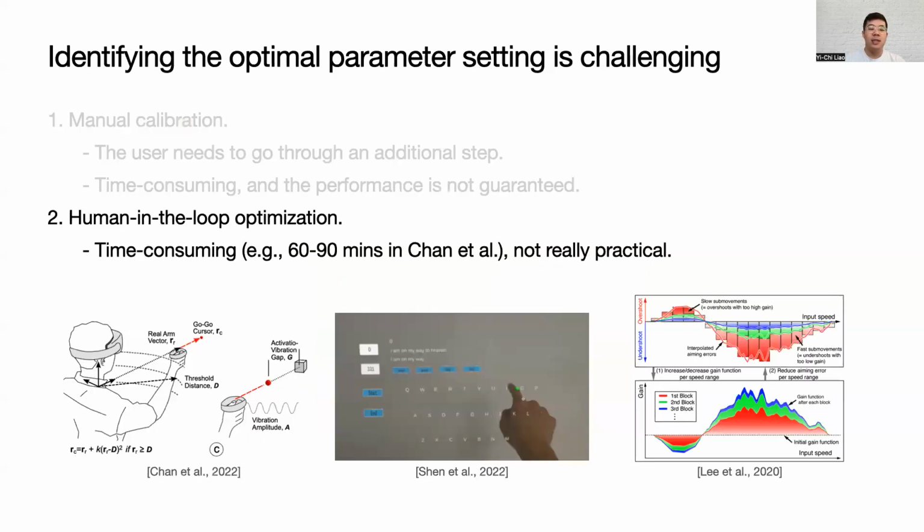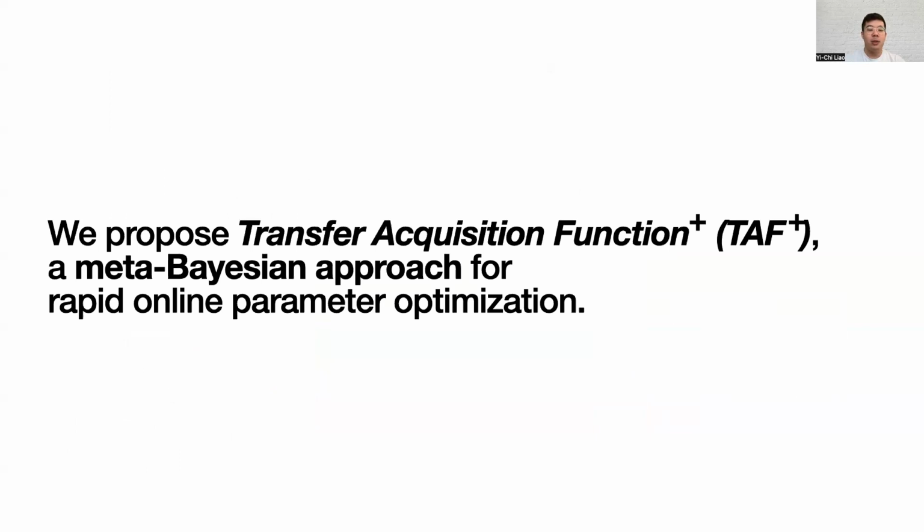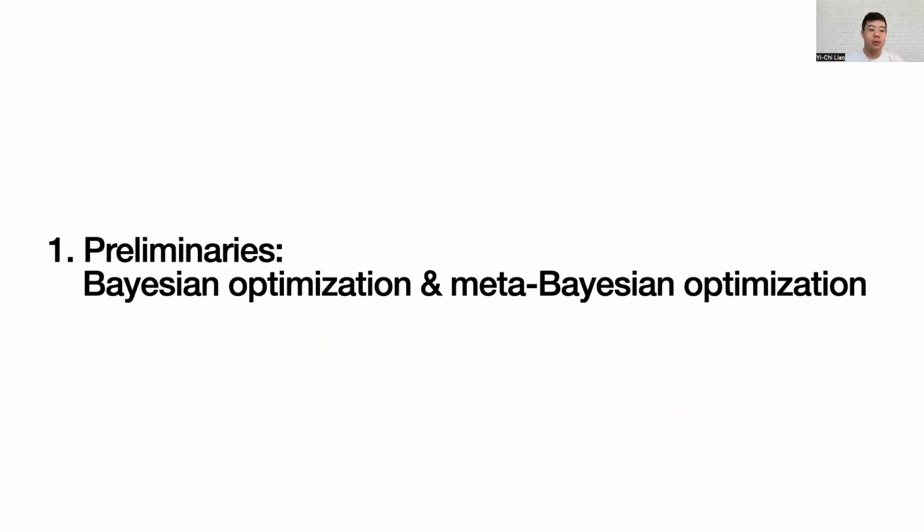The second approach is conducting human-in-the-loop optimization, which identifies the optimal setting using computational optimizations. This approach is more principled, but it is even more time-consuming, so it is not really practical. We propose Transfer Acquisition Function Plus, or TAF Plus, a Meta-Bayesian approach for rapid online parameter optimization. I'll first give an overview of Bayesian optimization and Meta-Bayesian optimization, which are the foundations of our approach.